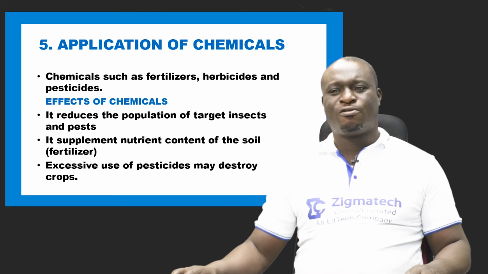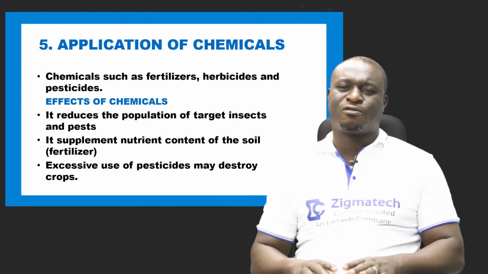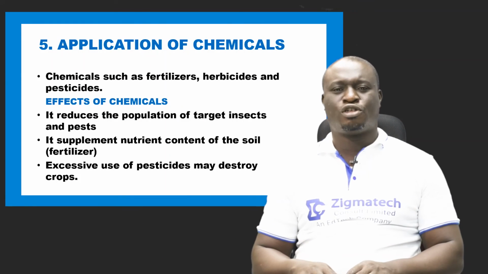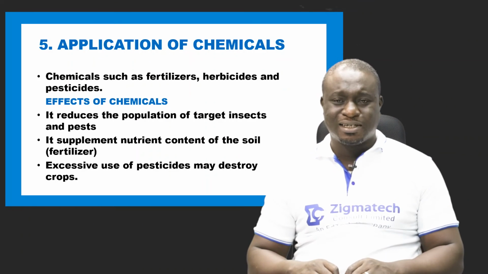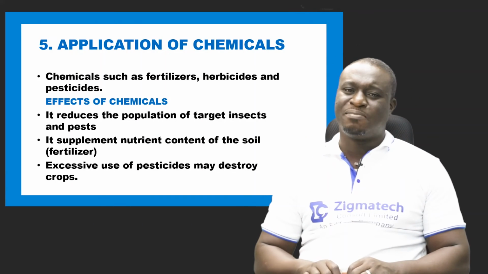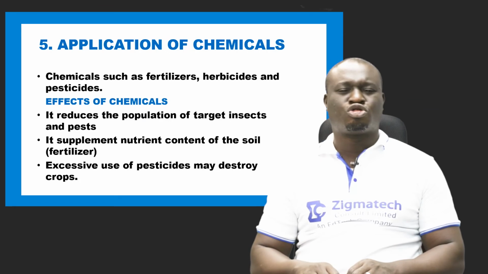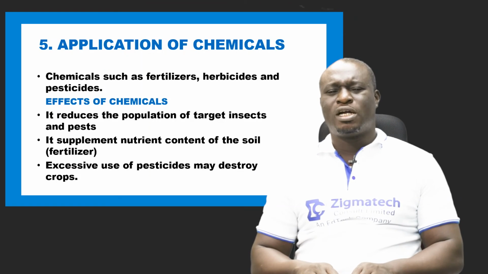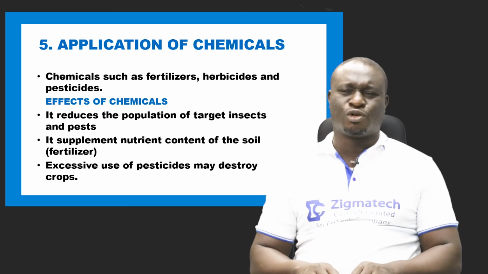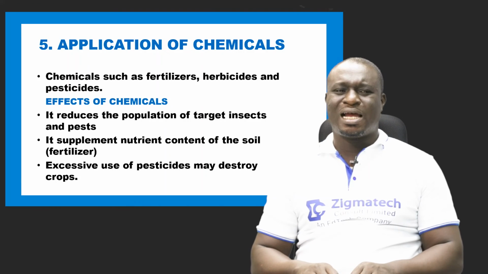And then number 5 is application of chemicals. Application of chemicals is also a farming activity. Farmers apply fertilizers, farmers apply herbicides and pesticides to help control pests or also improve soil fertility and so on. So there is application of chemicals.